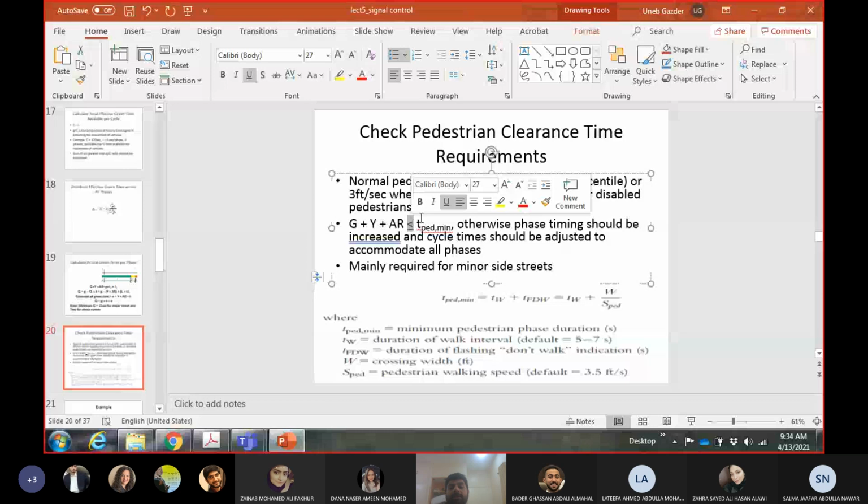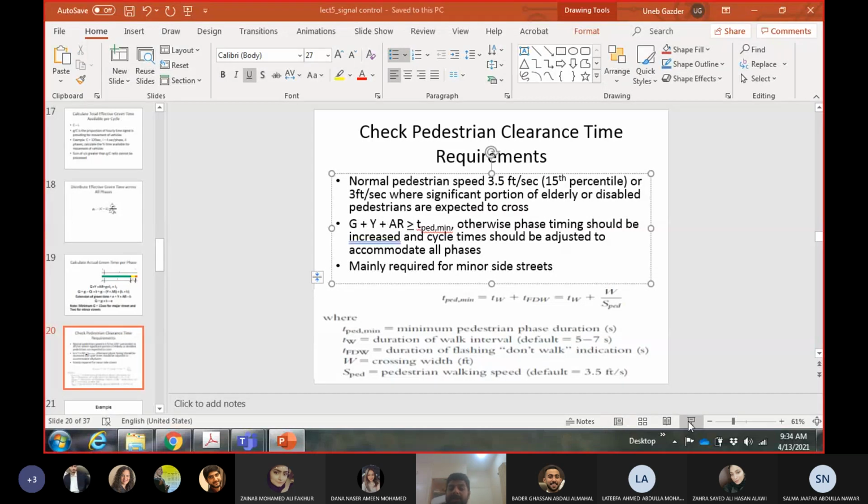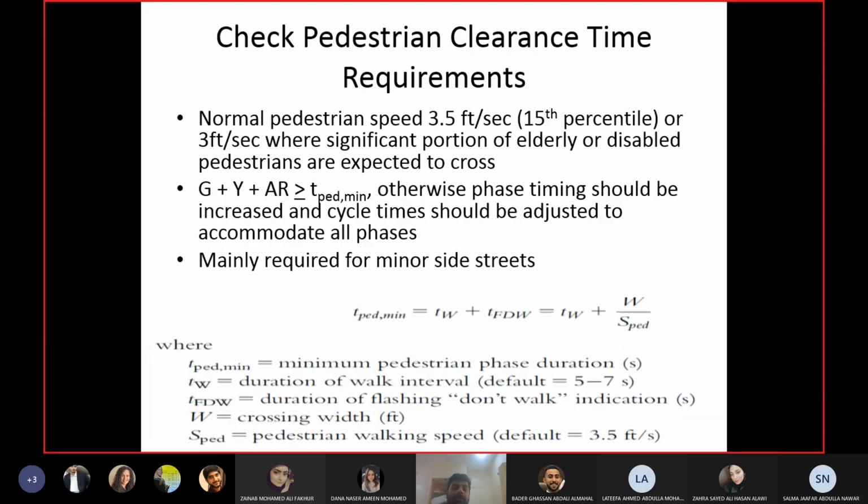Pedestrian required time should be like this. Yes, so you can make the correction in the slides. Okay, green plus yellow plus all red should be more than or equal to the pedestrian required time. Okay, if it is not, then you increase the green time and then you adjust the timings of the cycle as well. Okay, so this is how you calculate the minimum pedestrian required timing.